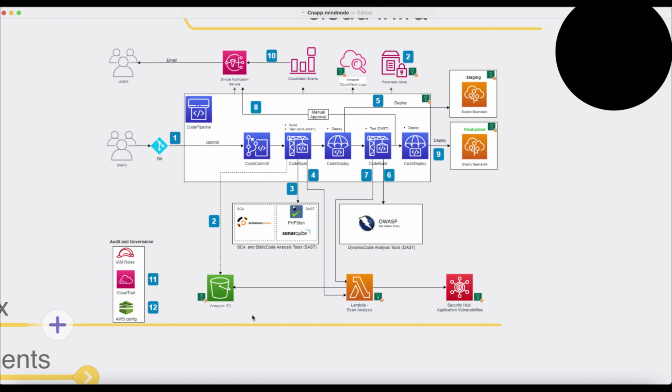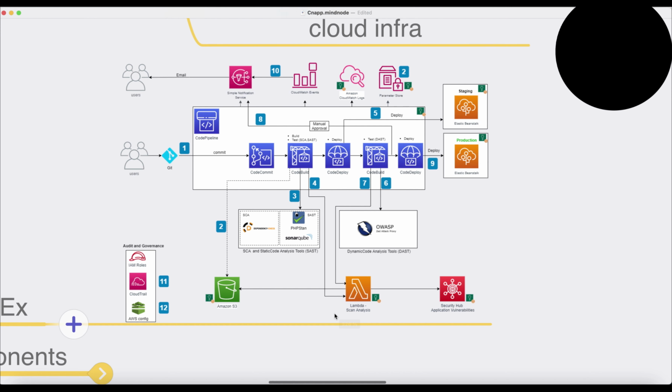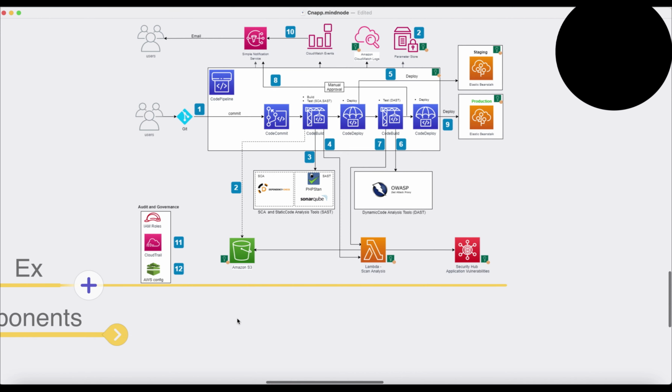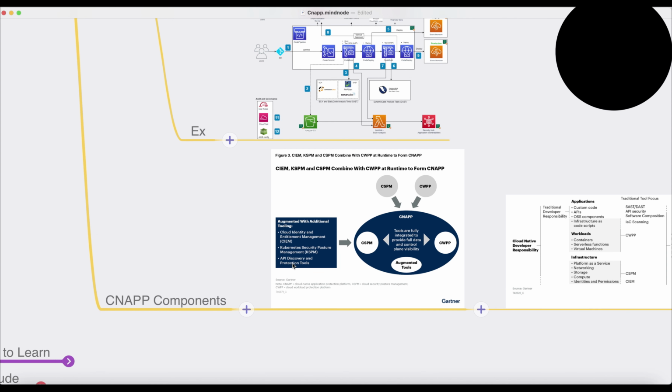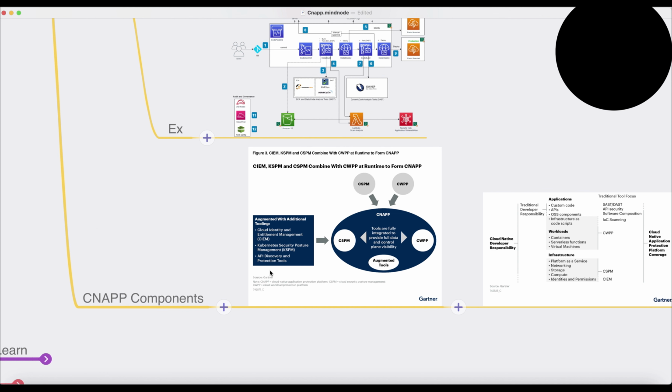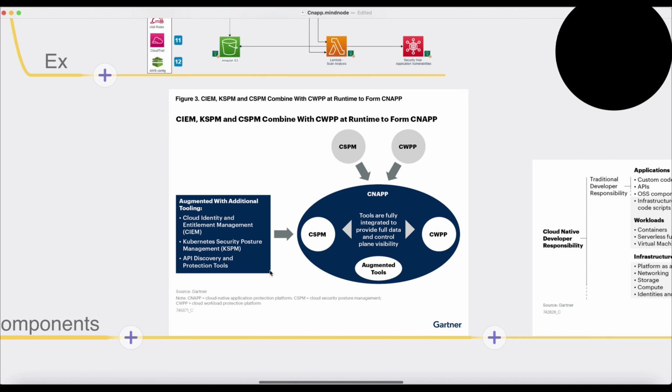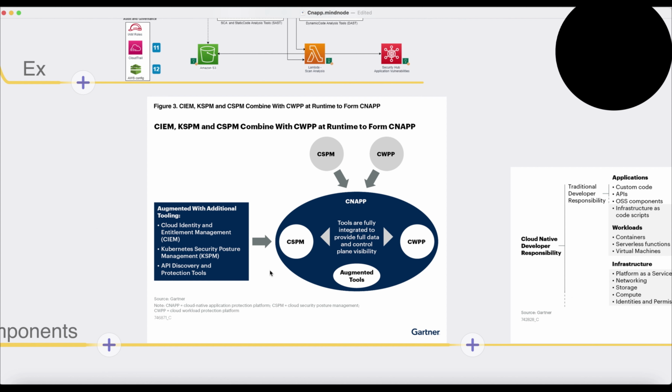Okay, and hence it can be chaotic in an environment. So it provides full control and visibility across your cloud native application platforms. It includes CSPM, CWP, CIEM, etc. There are additional tools like CIEM that are getting popular now.